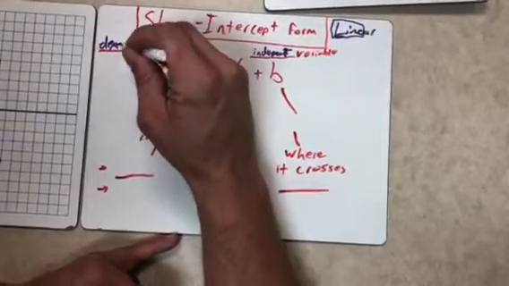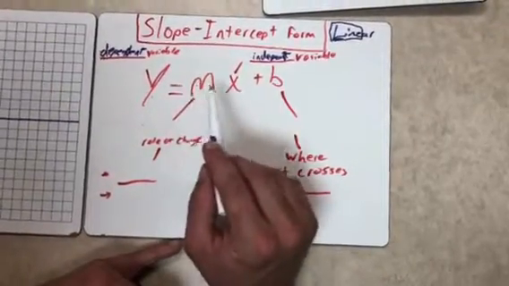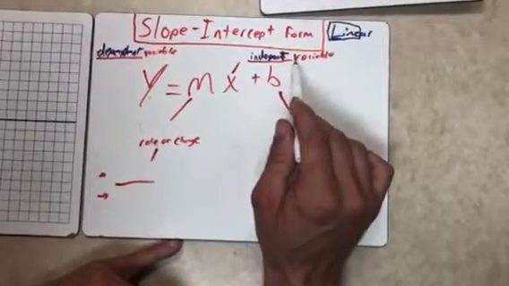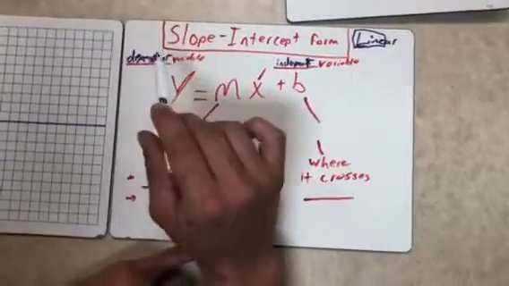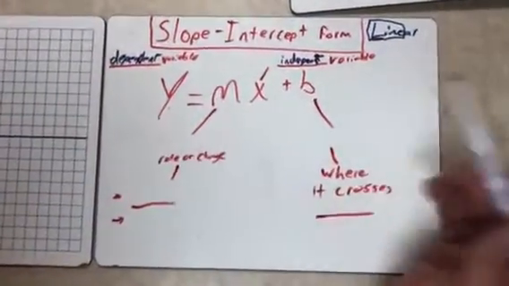Okay, so if I have a job, how much money I make depends on how much time I work, right? The time would be independent and the money would be dependent. So whatever y is depends on x, basically. Okay, so that's what y and x are.